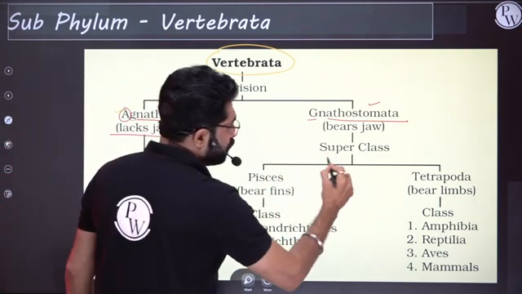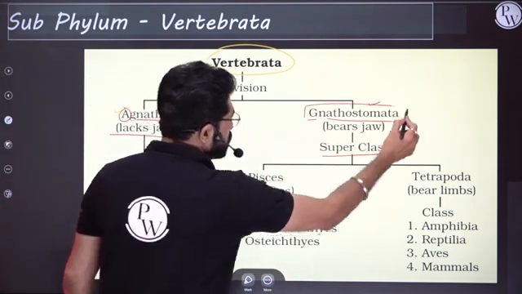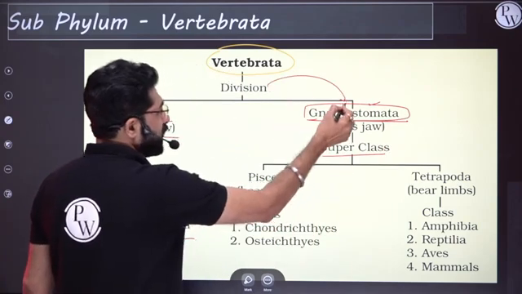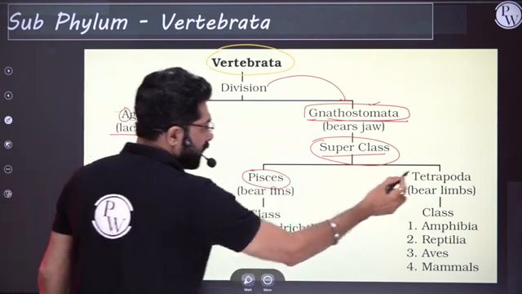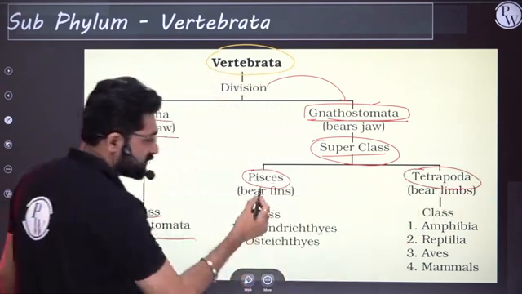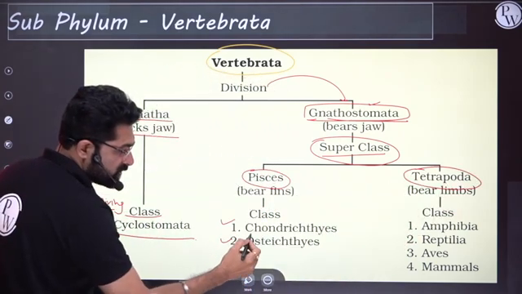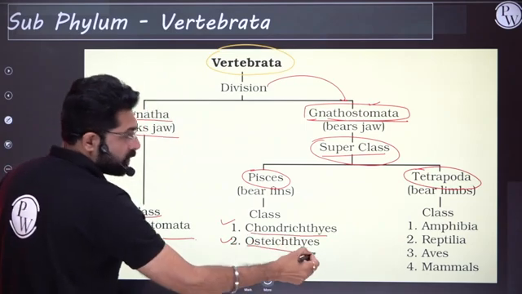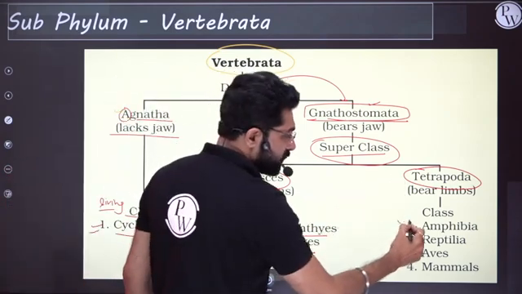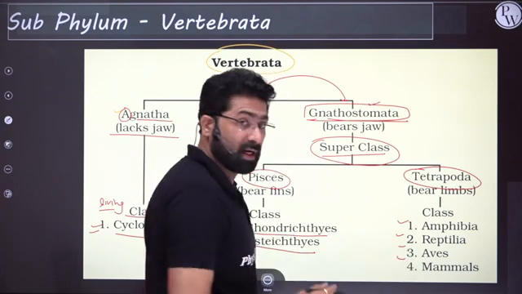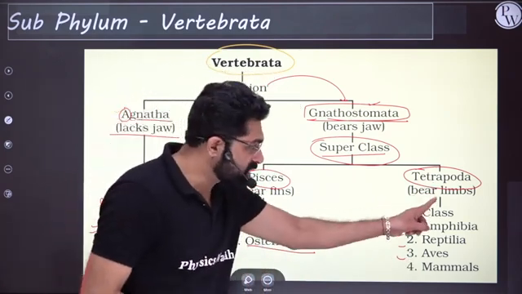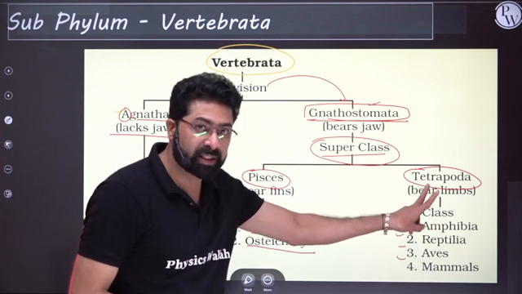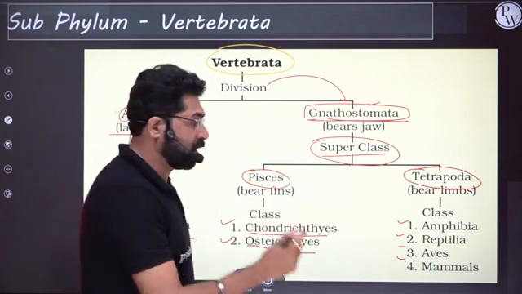The division Gnathostomata has been classified into two superclasses: Pisces and Tetrapoda. In Pisces you have two living classes, Chondrichthyes and Osteichthyes. In Tetrapoda you have four classes: Amphibia, Reptilia, Aves and Mammalia. These four classes belonging to Tetrapoda have two pairs of limbs. That's why it's called Tetrapoda.